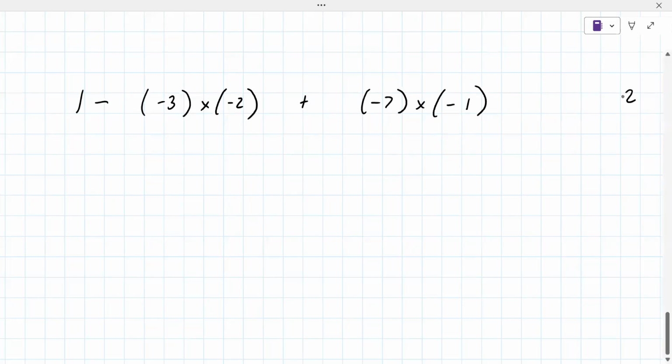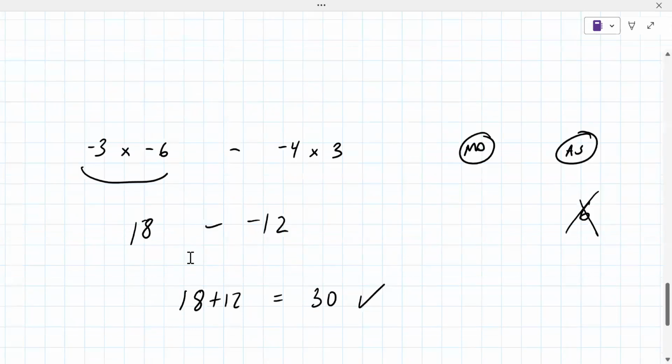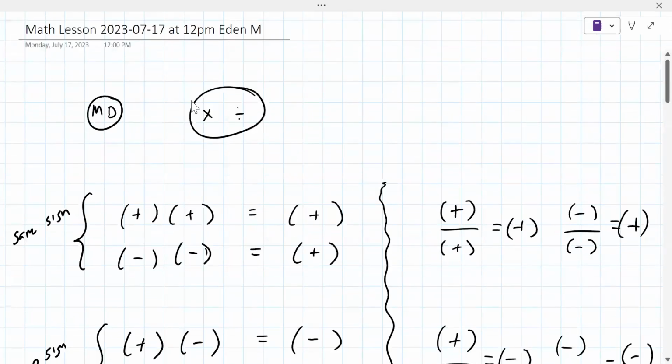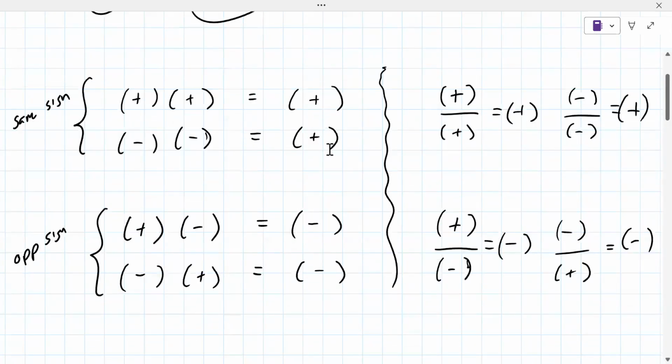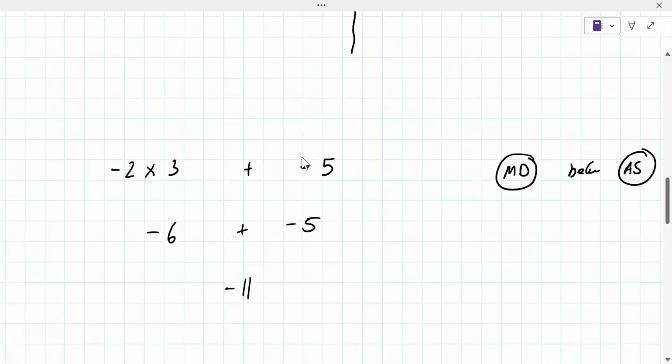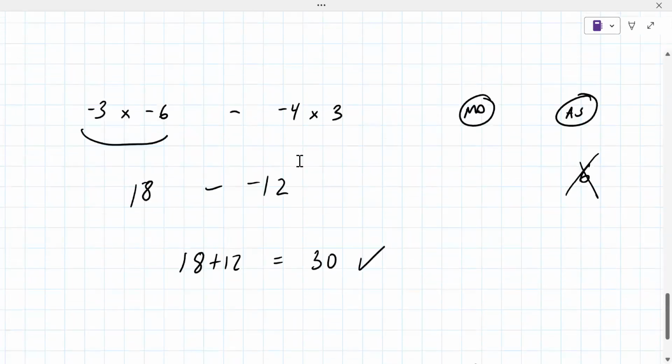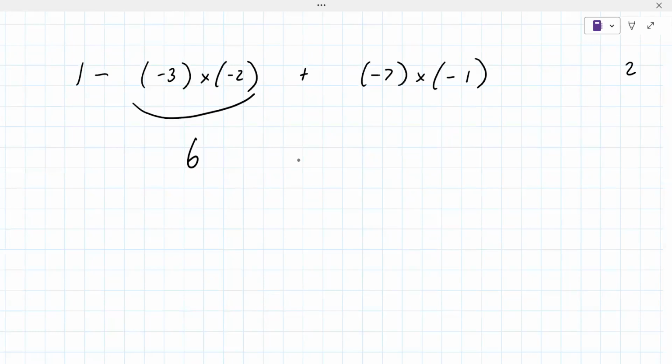Let's take a look here. What is -3 times -2? -6? Tell me how you came up with that. Wait, there's the double minus. Okay. But the rule says when they're same sign, the answer is always what? Positive, right? Positive. You have to somehow get this down. 6. 1 minus 6. How about -7 times -1?